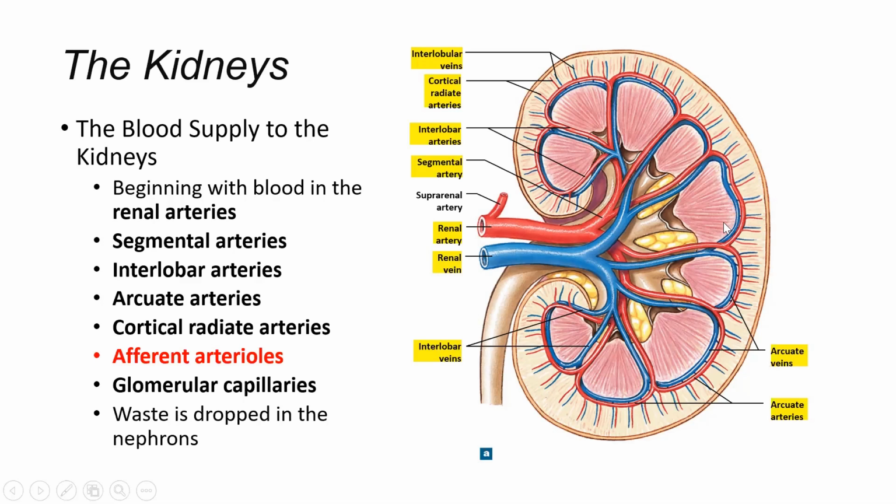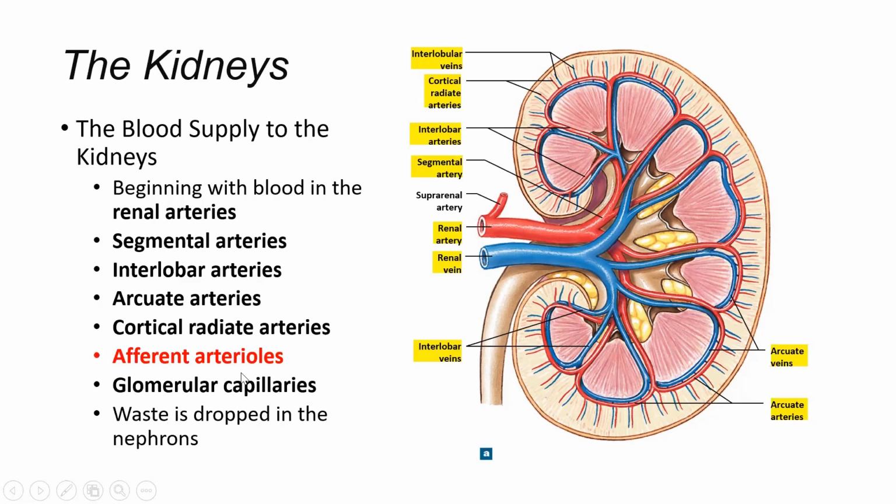That then branches into the cortical radiate arteries, which are these very tiny distal branches that are communicating toward the nephron, all right? Remember, the glomerulus and the proximal part of the tubule, the Bowman's capsule, those structures are found out here in the cortex. And so this is where the cortical radiate arteries are going to be projecting towards the glomerular structures. That then communicates to the afferent arteriole.